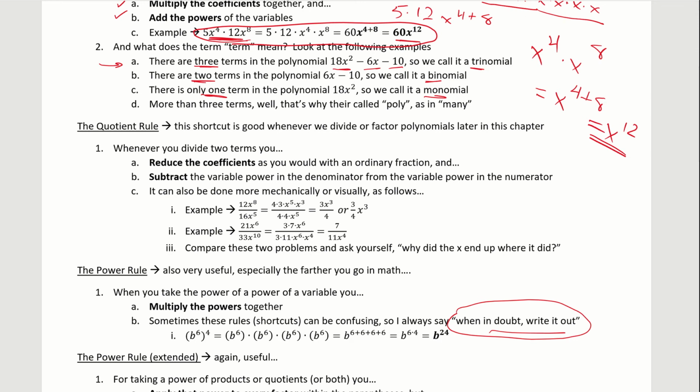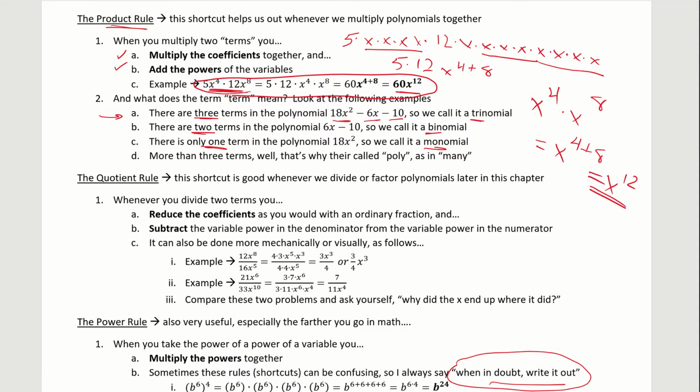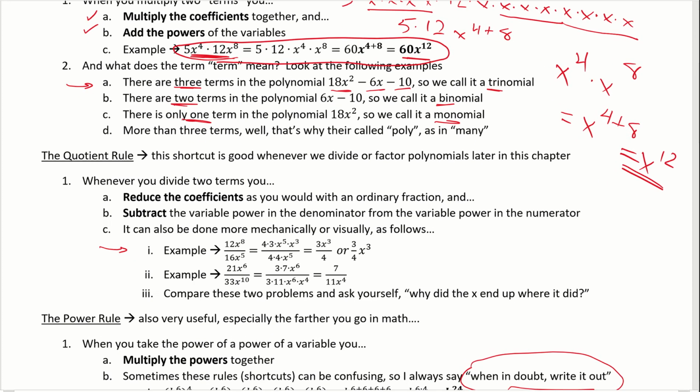All right, on to the quotient rule. The quotient rule is when you're dividing, and that helps us in another section in this chapter on division, where we might have to divide a monomial by another monomial, one term by one term, for example. How do I do that? When in doubt, I write it out. But look how I did this one. It's kind of small, I know. I can maybe enlarge it. In fact, I think I'll try. There we go, a little bit bigger.